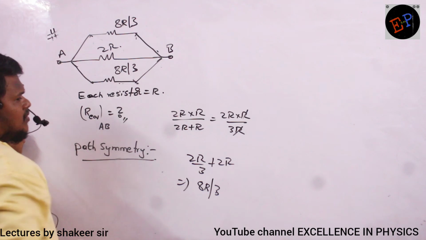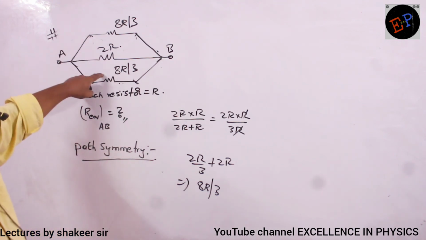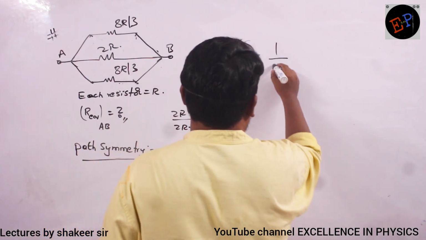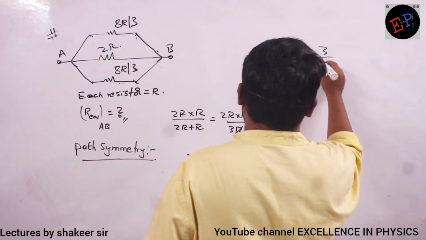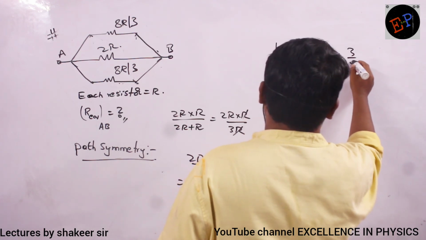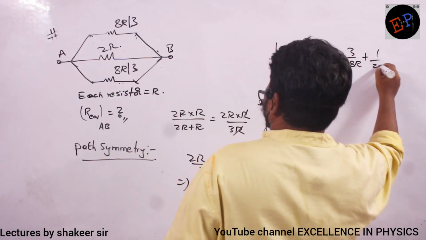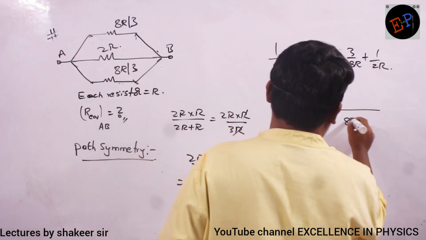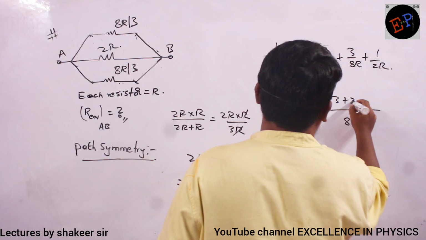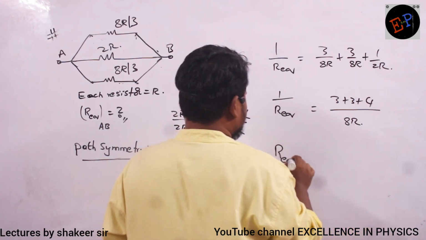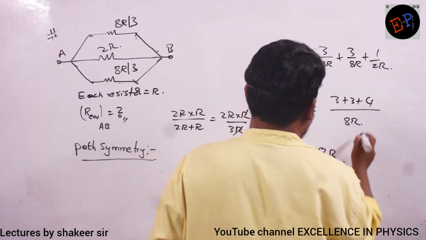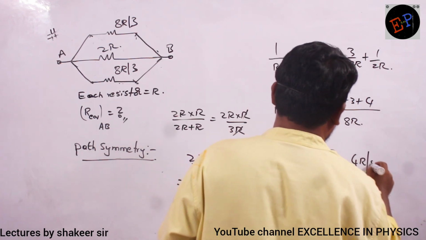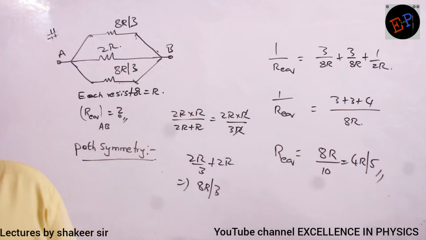Clear, no? Now if you see here 8R by 3, 2R and 8R by 3, they are connected in parallel connection. So therefore, what is the total equivalent resistance? You take the reciprocal, 3 by 8R plus 3 by 8R plus 1 by 2R. Okay? So 8R I can take as LCM. Therefore, 3 plus 3 plus 4. So equivalent resistance is how much? 8R divided by 10. So it is 4R divided by 5. That is our answer. Clear, no?